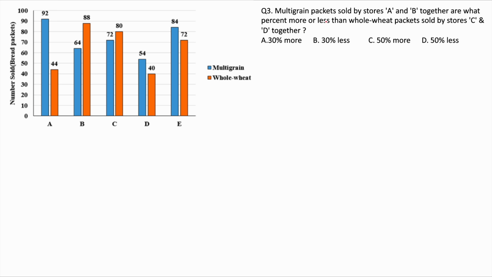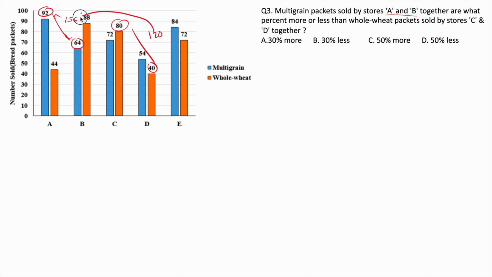Okay, so multigrain packets sold by stores A and B together, at what percent more or less than whole wheat packets sold by stores C and D together? Multigrain packets sold by stores A and B, the multigrain are 92 and 64. This total is what, 156? And whole wheat packets by store C and D, that is 80 and 40, this is 120.